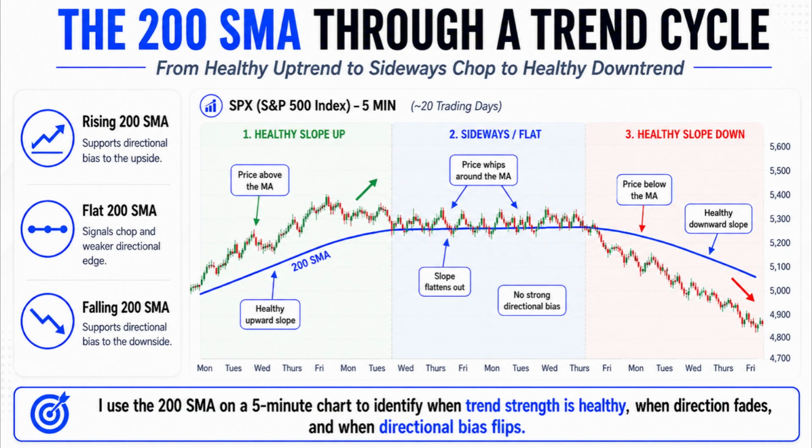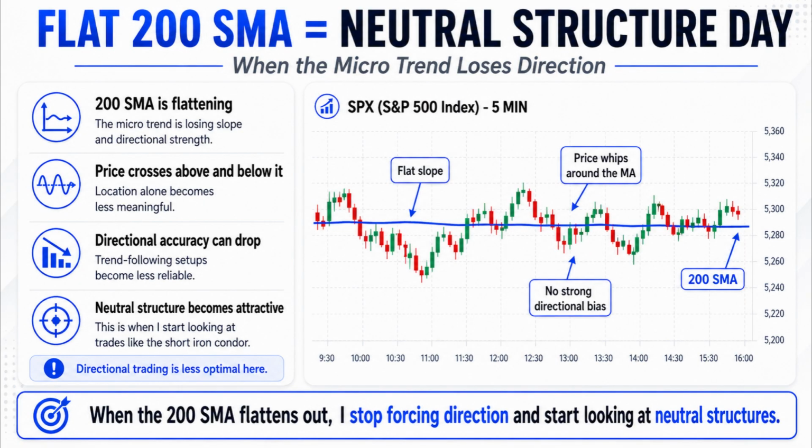Just because price is above a moving average, it doesn't mean we're in a strong uptrend. And just because price is below it, this doesn't mean we're in a downtrend. If the moving average is flat, the market may not be trending at all. While refining my directional trading, I found that when this moving average was flat, directional accuracy started to drop when analyzing past occurrences. So instead of forcing directional trades in those conditions, I started looking at neutral structures. This is where the short iron condor comes in.